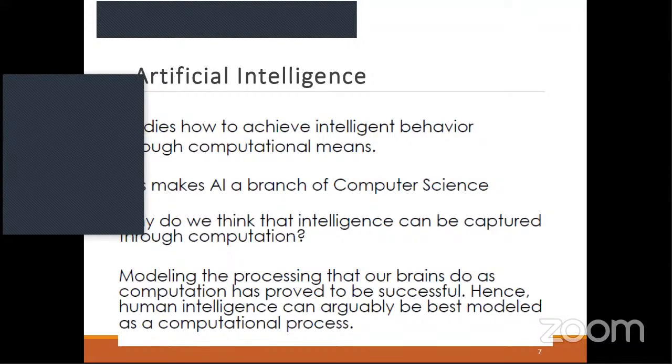So why do we think that intelligence can be captured through computations? Modeling the processing that our brain does as a computation has proved to be successful. Hence, human intelligence can be argued to be best modeled as a computational process. Today, a very well-known researcher of artificial intelligence who has been working in this area for the last 40 years says that it is neural networks which serve as a common model for solving all types of problems. He has come to this conclusion after 40 years of research in AI, saying that it is basically the sort of human brain networks which are capable of solving problems. Later I will tell you what he actually means. He tries to say that computer science can solve any type of problem using a single model with a single algorithm.